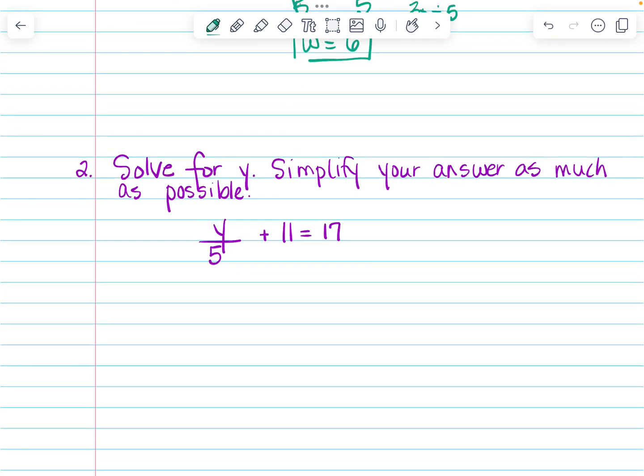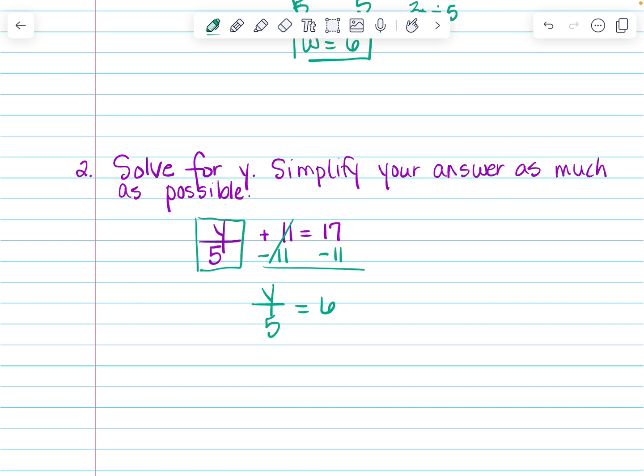Number 2 says solve for y, simplify your answer as much as possible, and here we have y divided by 5 plus 11 equals 17. Again, we want to save this variable piece for the very last step, which means we need to cancel out the plus 11, so we subtract 11 from both sides. The plus 11 minus 11 cancel out, leaving us with y divided by 5 equals 6.